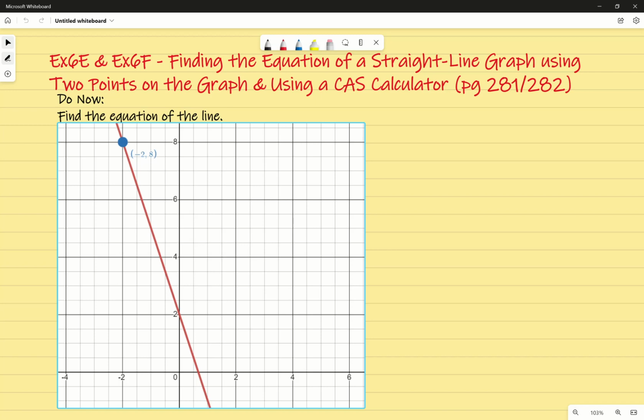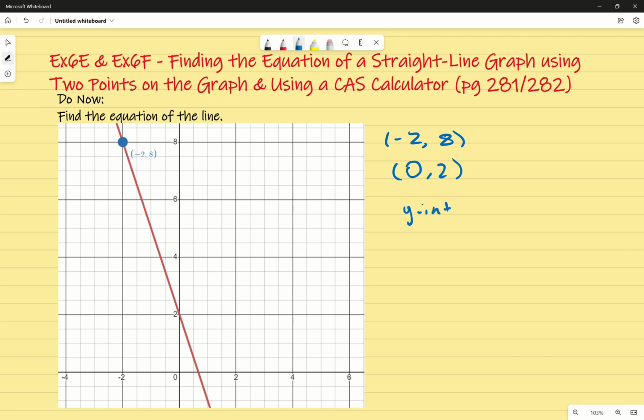Okay, so we've got our points, and I'm going to write them up here just so it's super clear what they are. -2 and 8, and the other point I have is 0, 2. Now, to find my a value, or my y-intercept, I'm going to write a. Of course, we know that the value is 2. It's just where the line intersects with my y-axis, which is just 2. Easy. The more difficult part is to find the slope.